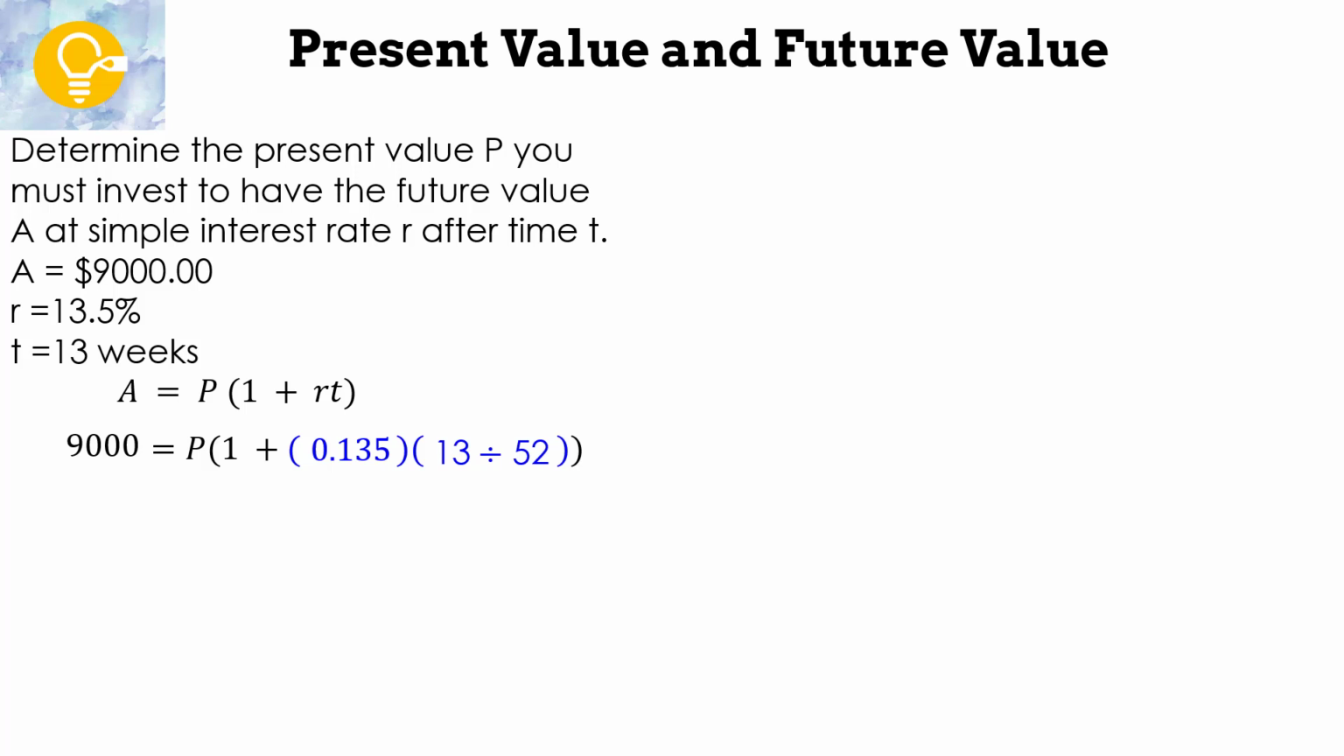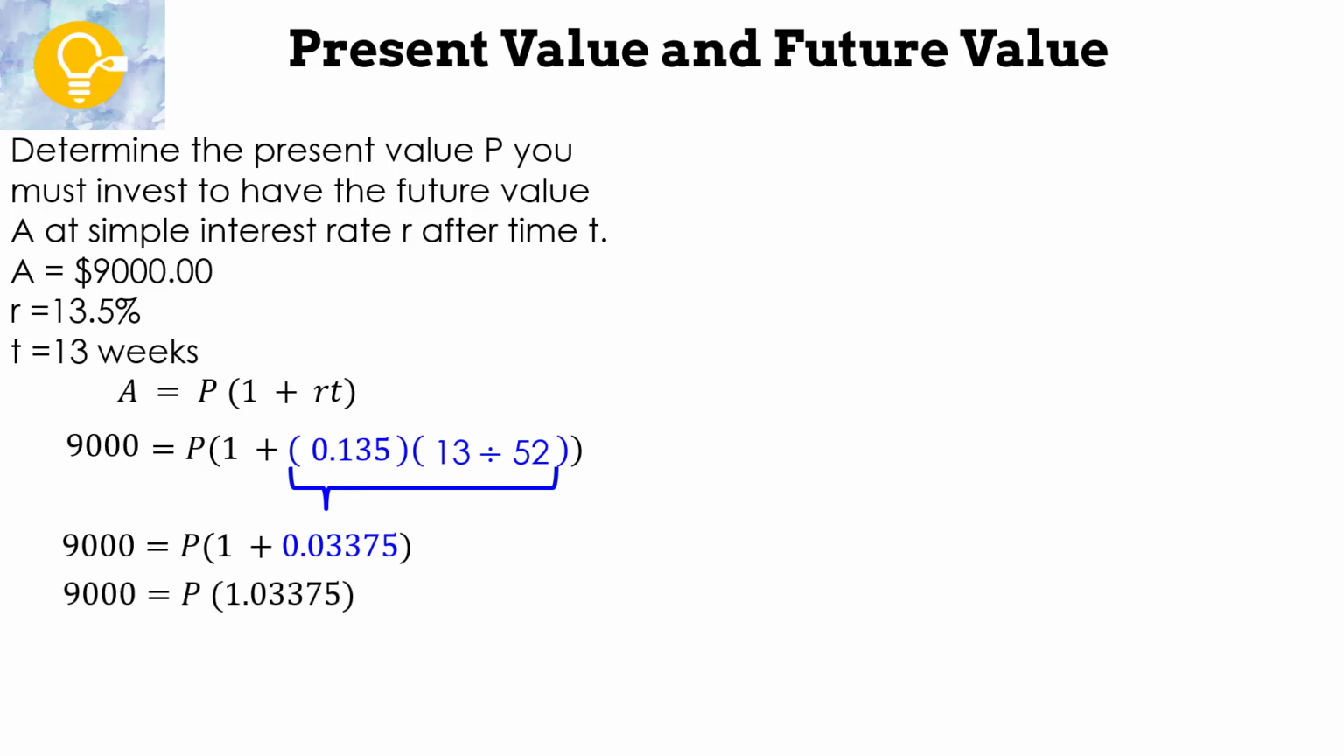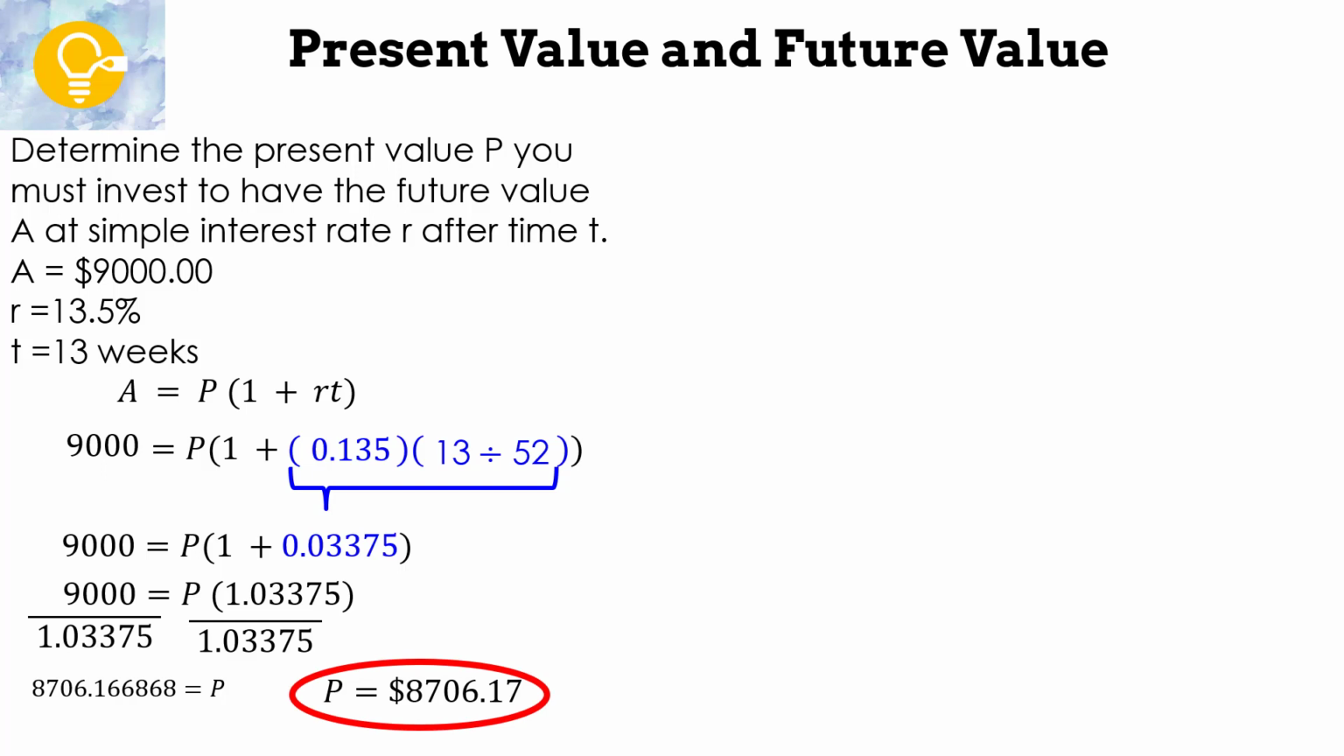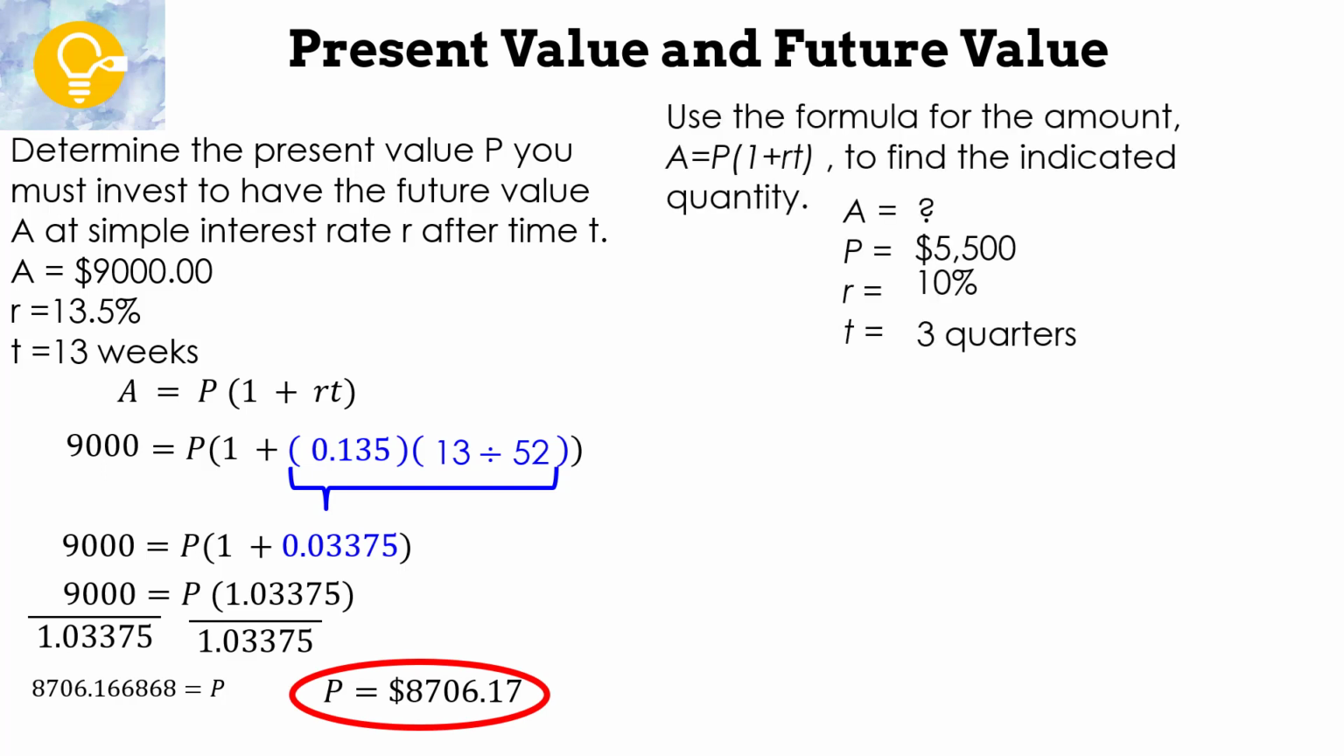When you're doing this on your calculator, I recommend doing this piece first and getting your answer, and then taking 1 plus that answer. Then we're going to divide by that answer. Well, you try saying 1.03375 like 4 or 5 times. Anyway, that's what we're going to divide by. And that gives us P equals 8,706.166868 and so on. But the thing is that we're talking about money, so we're going to round to the nearest penny. And that gives us $8,706.17.